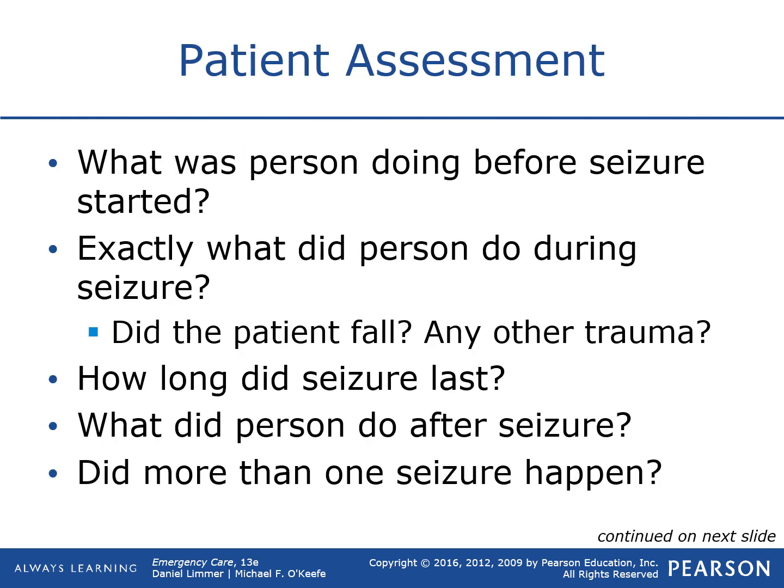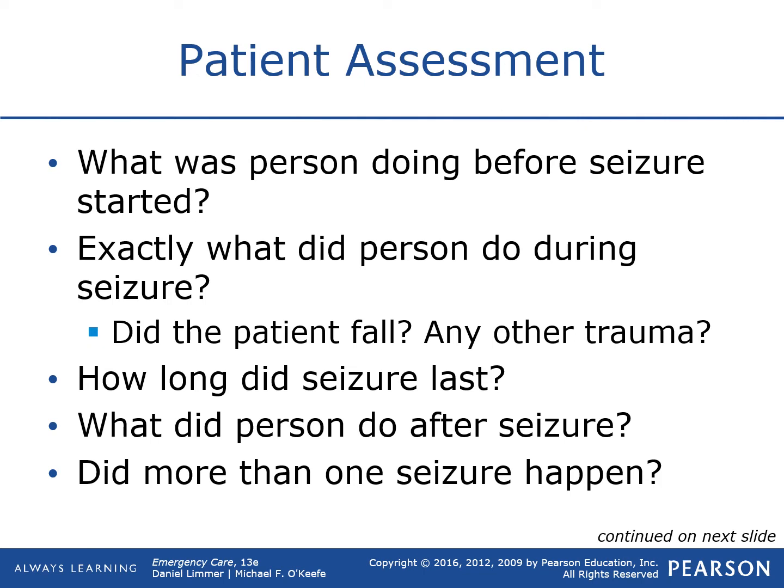So when you're assessing seizure patients, some questions that you want to be asking are, what was the person doing before the seizure started? Then what happened during the seizure? Especially think of traumas. So did the patient fall down? If they were standing up at the time, they probably fell, so you need to think about C-spine precautions. Was there any other trauma that may have happened? Did they convulse and move around and hit something that they shouldn't have hit? That may have caused trauma.